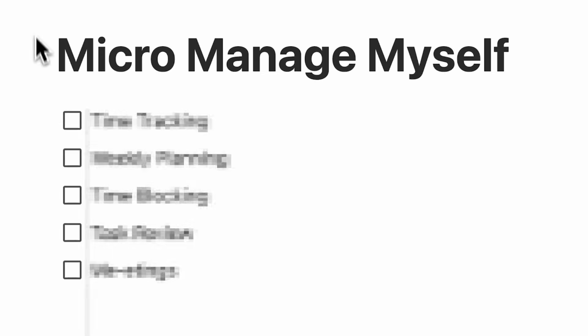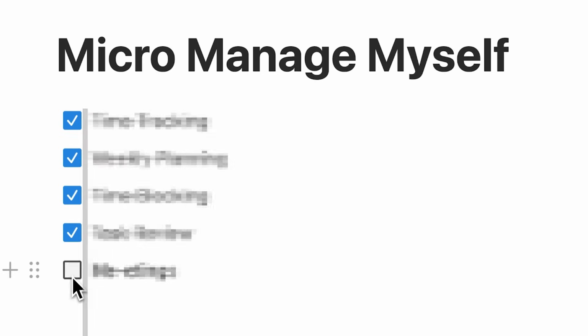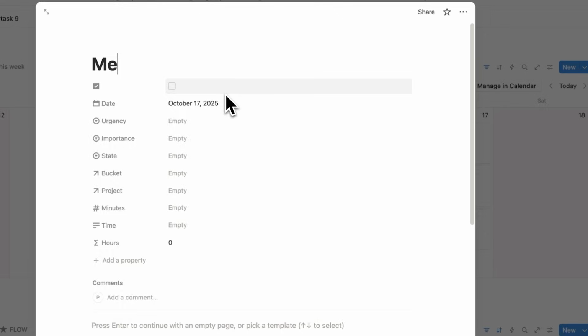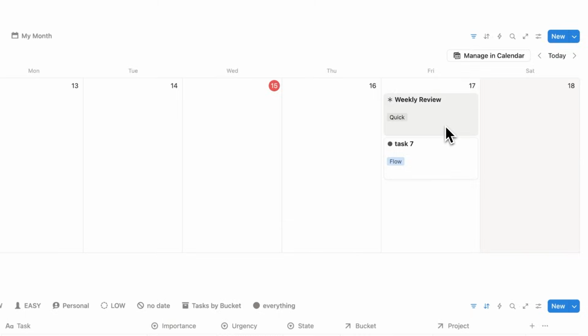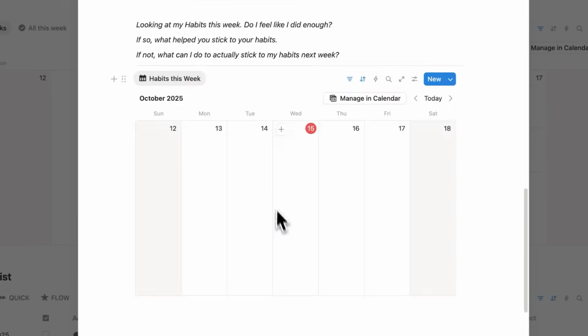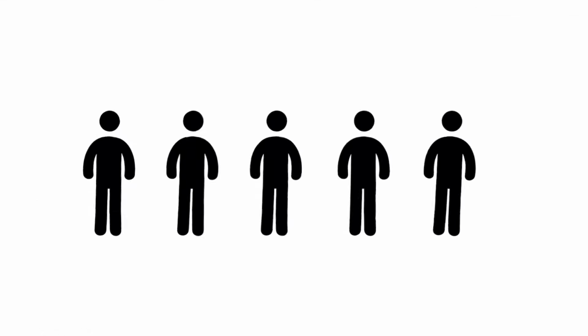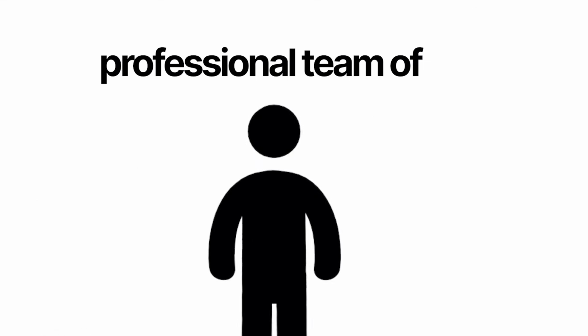Here's how I micromanage myself in Notion, and these are the 5 methods that make it work. Most people use Notion to stay organized. I use it to keep myself accountable, tracking my time, running meetings with myself, and even automating weekly reports about what I achieved. When you build these systems, you stop drifting through your week and start managing your time like a professional team of one.